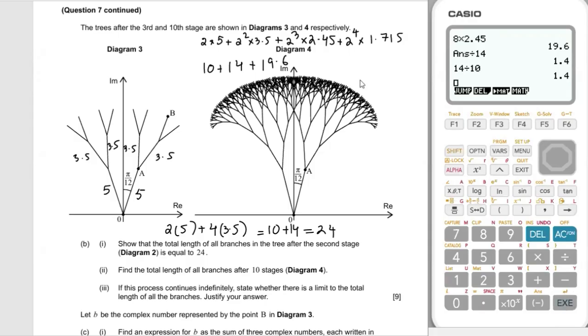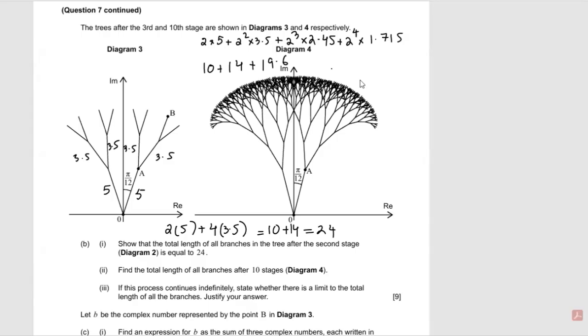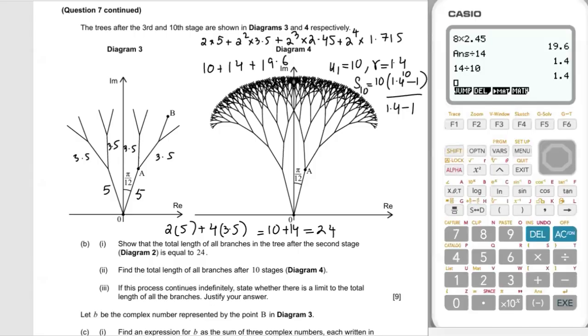So you can say we need to find the total length of all the branches. Let's say U1 is 10, the common ratio is 1.4. I need to find the sum of the first 10 terms, right? So U1 times r raised to power 10 minus 1, over 1.4 minus 1. In case you have forgotten, this is the sum of a geometric sequence, right?